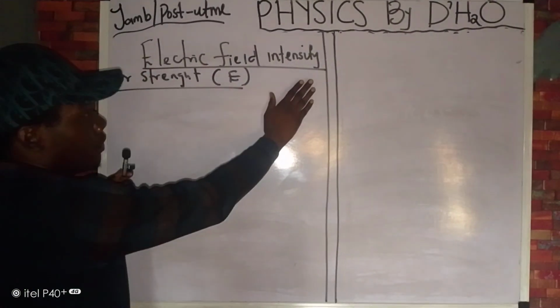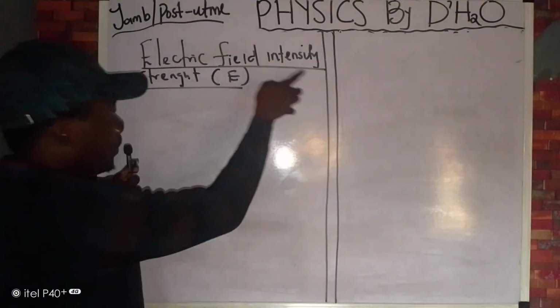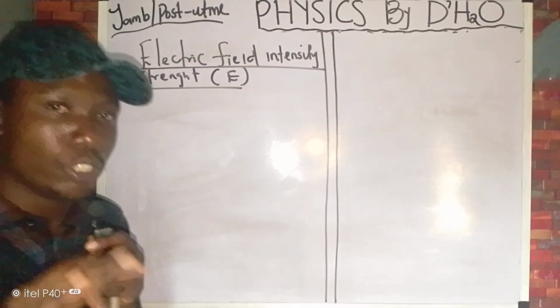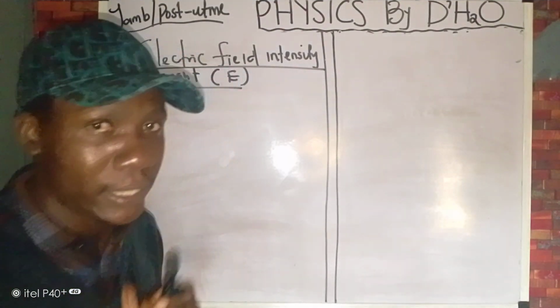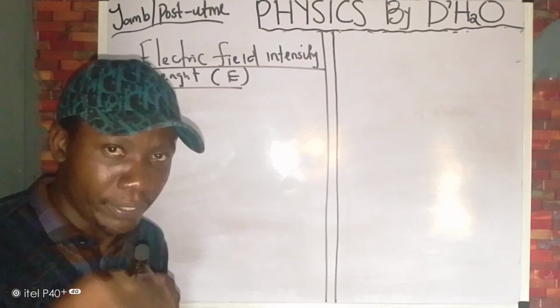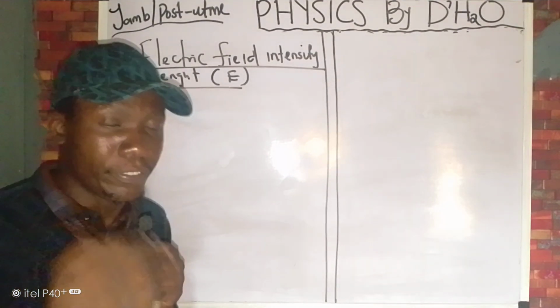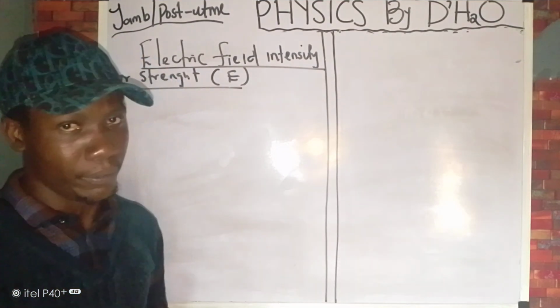Electric field intensity, that's phase number 2 in electric field. What is electric field intensity? Take your book and your pen and write it down. Electric field intensity has a symbol E. It is either called electric field intensity, or electric field strength, or you call it electric field. That is the electric field itself, okay?